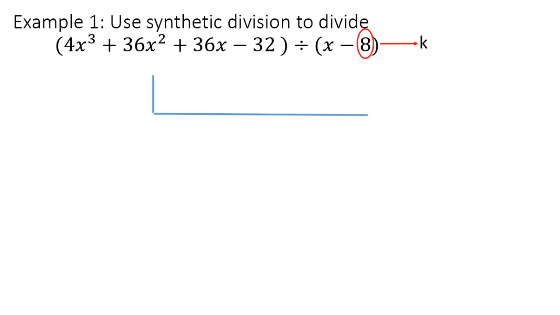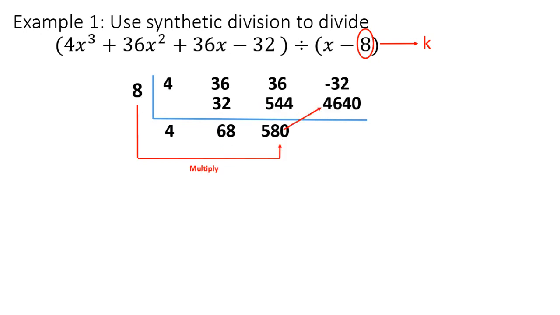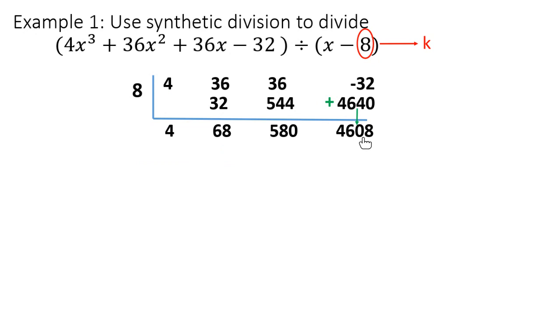So here, the first thing is to identify k, which is 8. Then we're going to write our coefficients, 4, 36, 36, and negative 32. Bring down the 4. And then 8 times 4 would be 32. And then we're going to go ahead and add these two. 36 plus 32 is 68. And then times 8 is 544. Plus 36 is 580. Times 8 is this big number here, right? So our remainder would be 4,608.